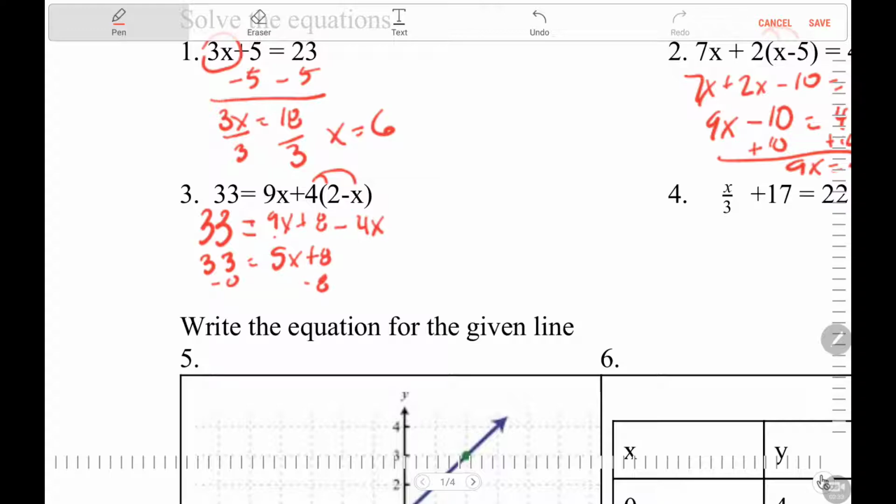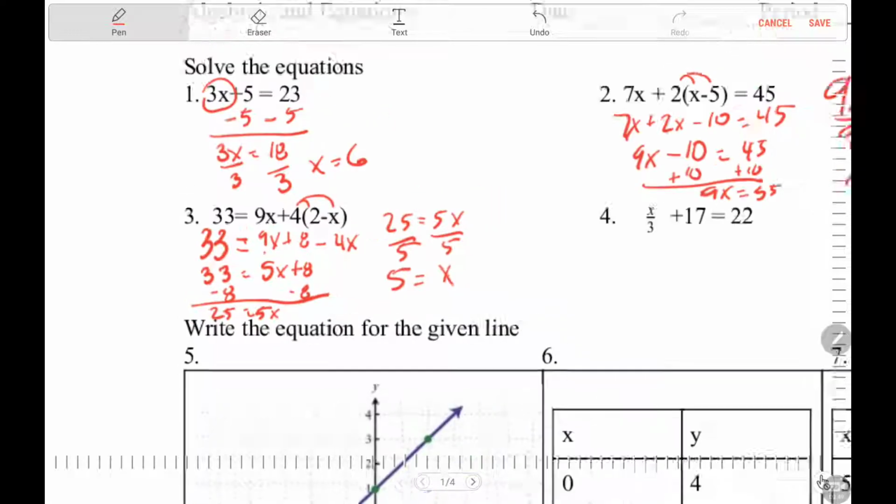So subtract 8. You'll be left with 25 equals 5x. So I'm just going to rewrite that back up here. 25 equals 5x. Divide by 5. And x equals 5. Okay.